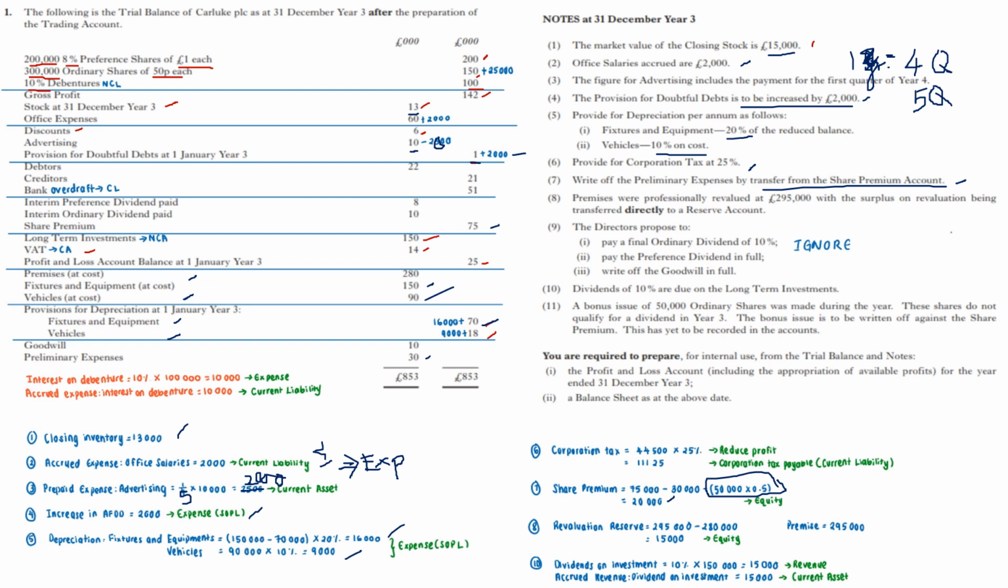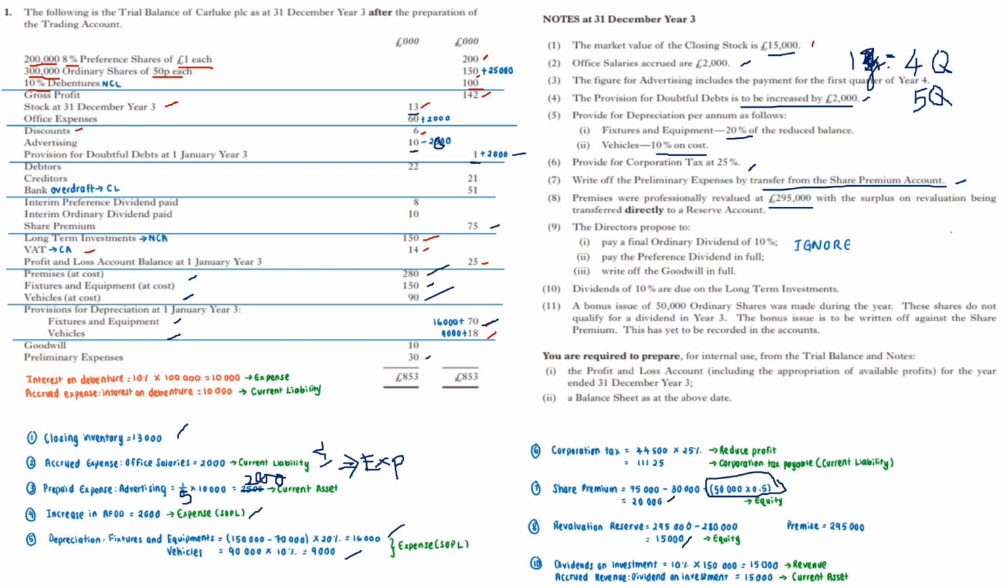Premises were professionally revalued at 295,000, with the surplus on revaluation being transferred directly to a reserve account. So this is your revaluation reserve. So premises, the original cost is 280,000. Premises at cost. So now the value has increased to 295,000. So there's an increase of 15,000. You can look down here, there's an increase of 15,000, called revaluation reserve under equity.